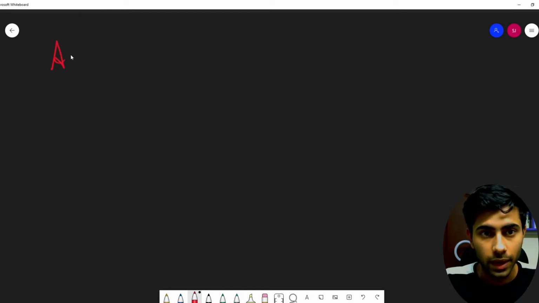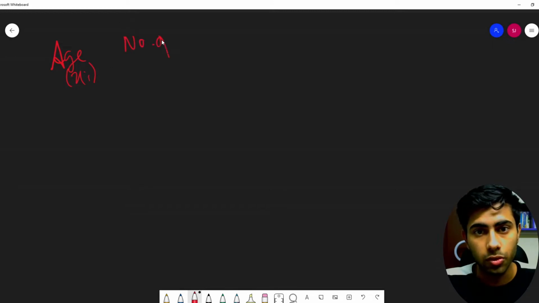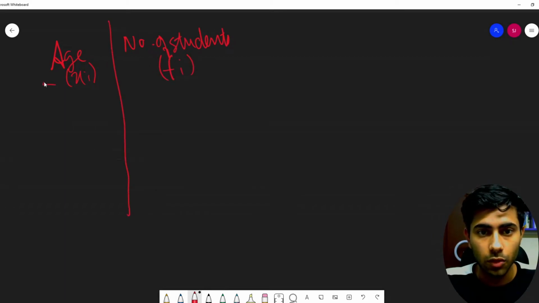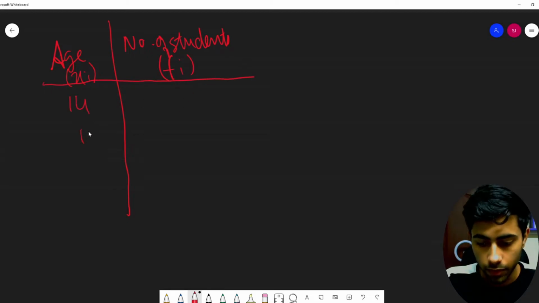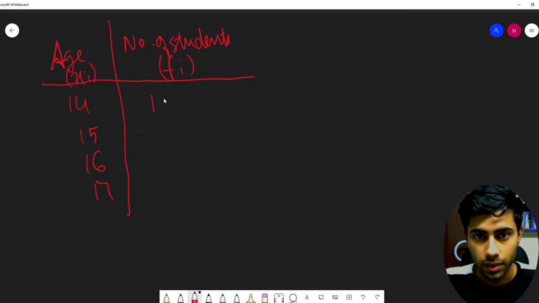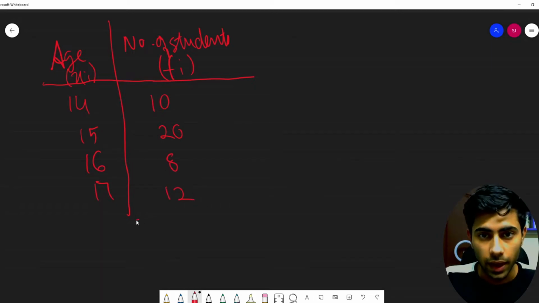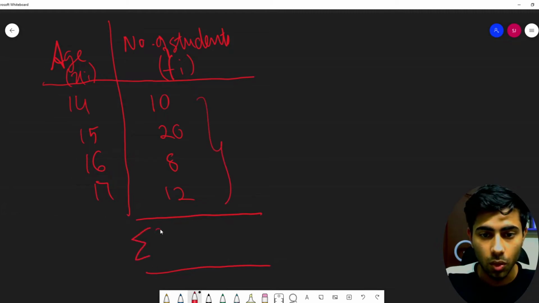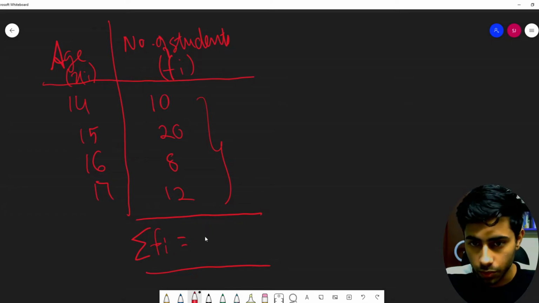So my first column is my age, which is xi. The second column is my number of students, which is equal to fi. And the values of my table are 14, 15, 16, 17. These are my xi column. And this is my 10, 20, 8, and 12. If I take the summation of these individual frequencies, that is my summation of fi, this is equal to 10 plus 20 plus 8 plus 12, which is equal to 50.